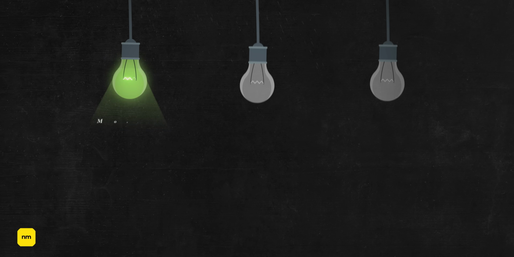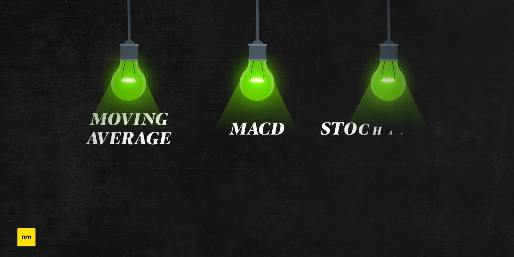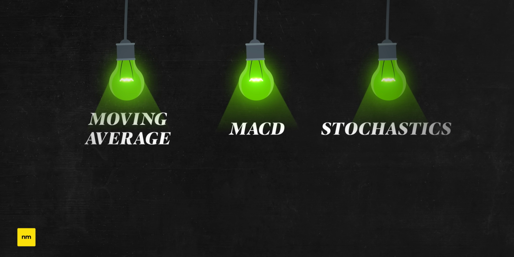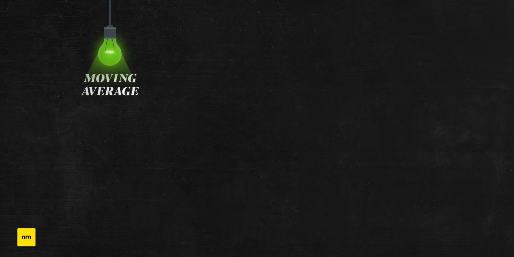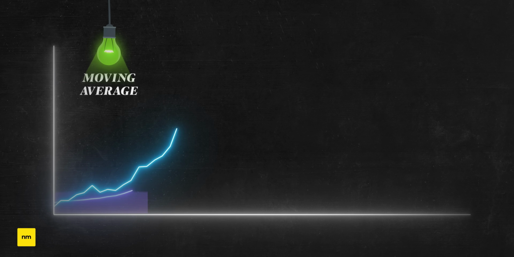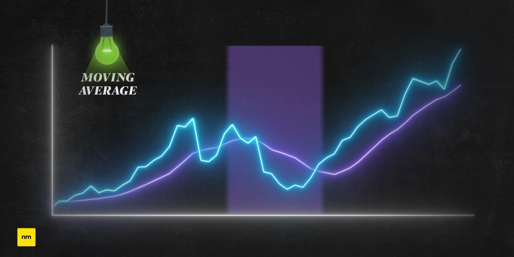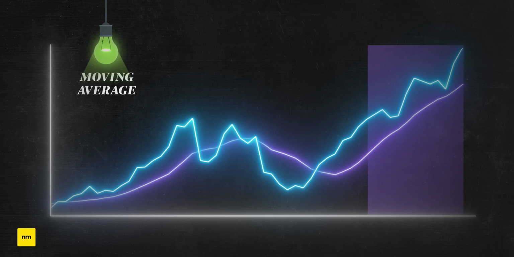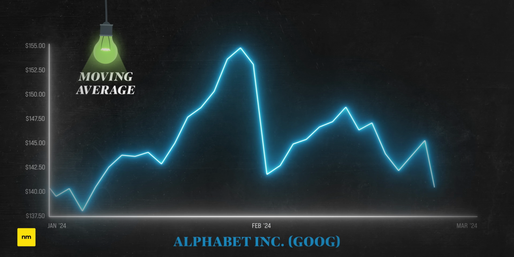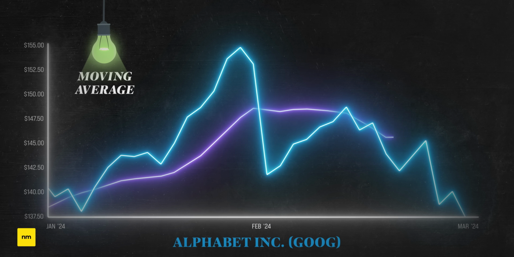So the 3 tools are this: the moving average, the MACD, and the stochastics chart. Let's run through all 3. First, the moving average. So what is a moving average? Put simply, the moving average tracks the average of a stock's price over a certain period of time. So let's put up a stock chart of, say, Google, and now I'm going to add a 10-day moving average.